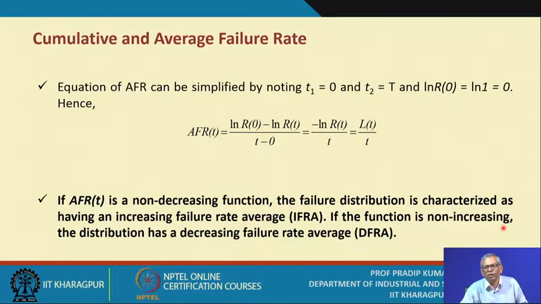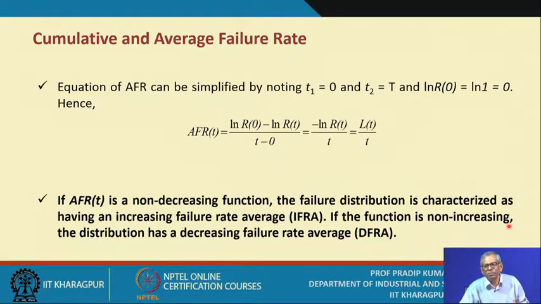Is it okay? Later on, when you refer to the exercises, you will be asked to identify the possible causes of getting this sort of behavior of the process or of the product. That means increasing failure rate average. Is it okay? So what could be the possible reasons? And if you have this sort of behavior, what are the possible means with which you can control this? Is it okay? And similarly, if the function is non-increasing, then this is a desirable one.